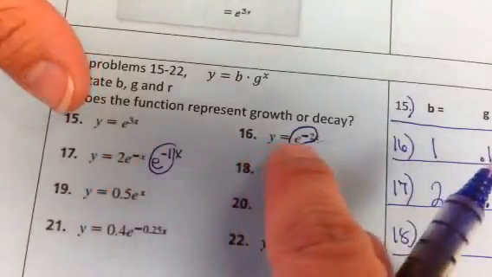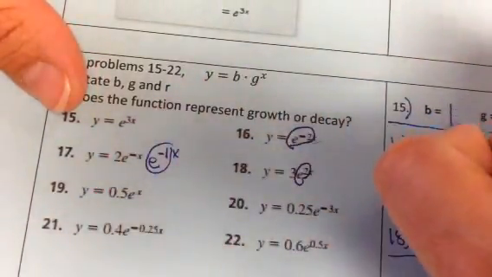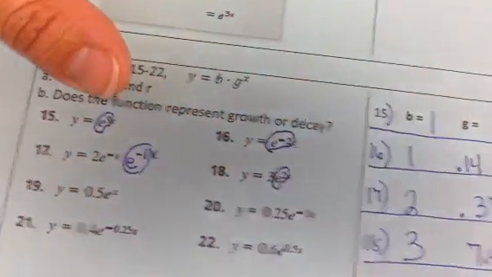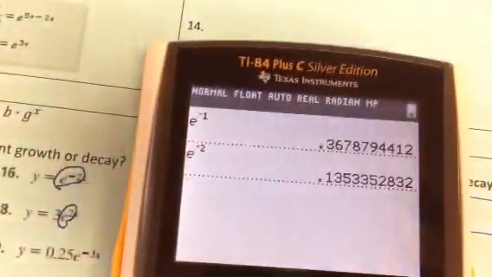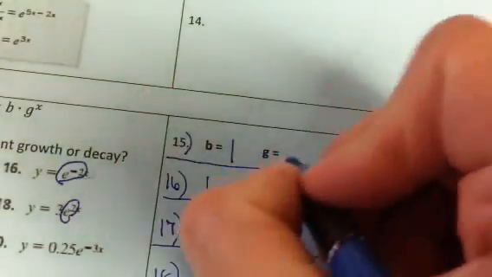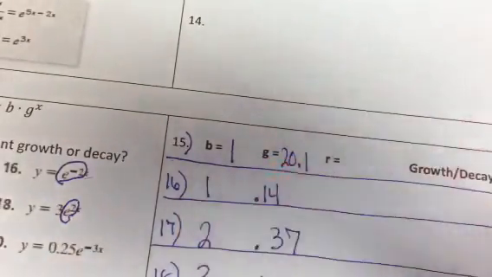All right, and then 15. So 15 kind of has the same situation as far as b is, it's 1. And then g is really whatever e to the third is, okay? So e to the third, second ln, and we're going to use 20.1. Okay?